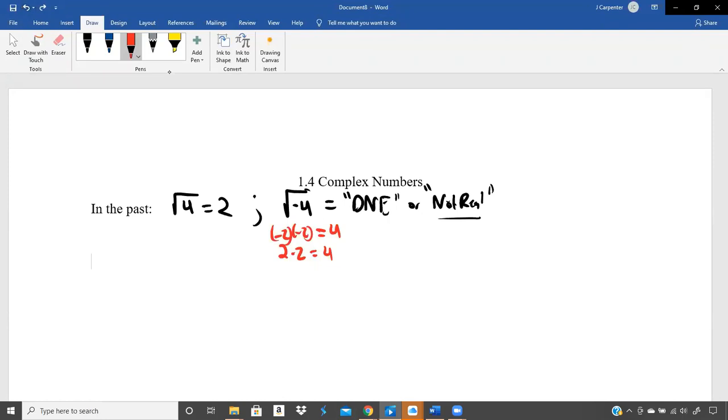So the name imaginary number is a poor name. It's not that these numbers are fake. It's not that they don't exist. They do exist. The name imaginary has to do with what we call their roots or their x-intercepts. And we'll discuss that idea when it becomes more relevant.